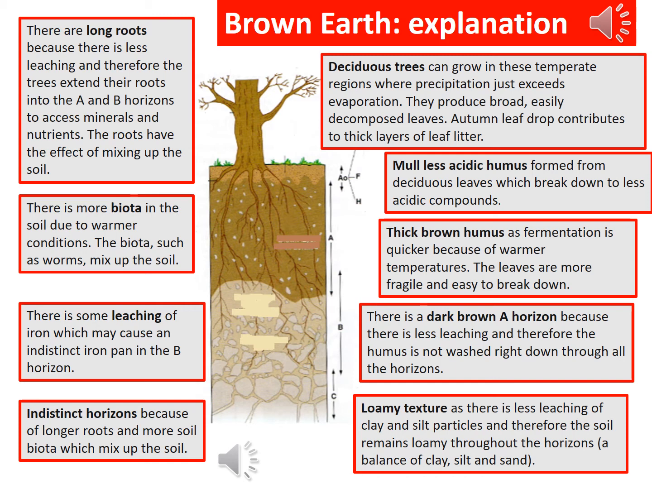It's a loamy texture, again because we don't have leaching. So clay and silt particles aren't leached out of the soil, so it makes it loamy throughout the horizon. So we've got a nice balance between clay, silt and sand particles within the brown earth.